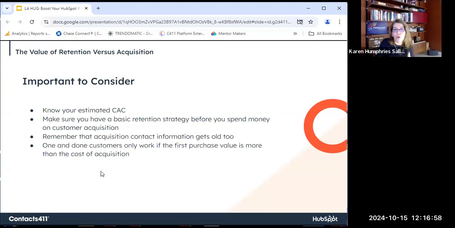One and done customers only work for a business if your first purchase value is more than your cost of acquisition. So look, if your business gets plenty of customers at a $500 value and it only costs you $100 to get a customer, you have the Midas touch. You do not really even have to necessarily worry about all this. Now, you could be making a ton more money and be a lot more profitable. But honestly, for 95% of businesses or more, that is not the case. So you do need to pay attention.